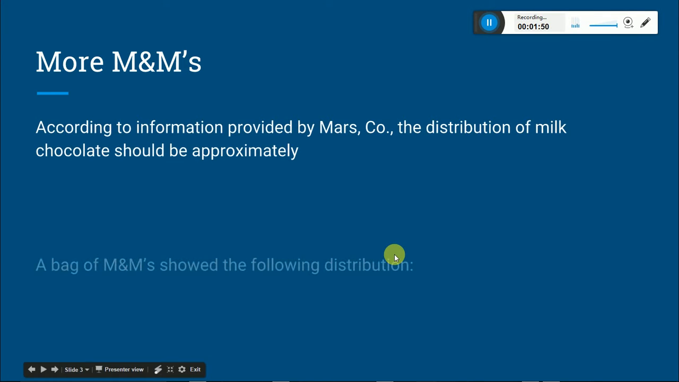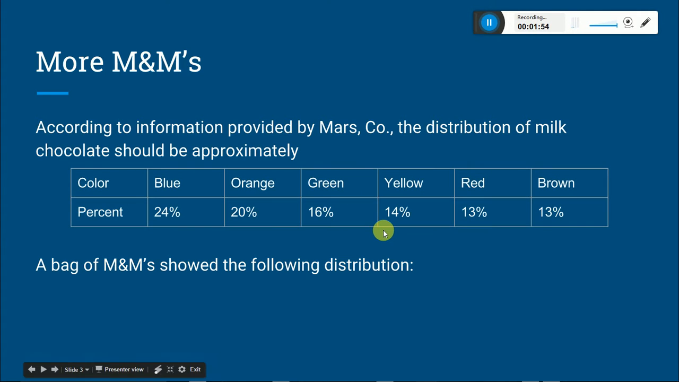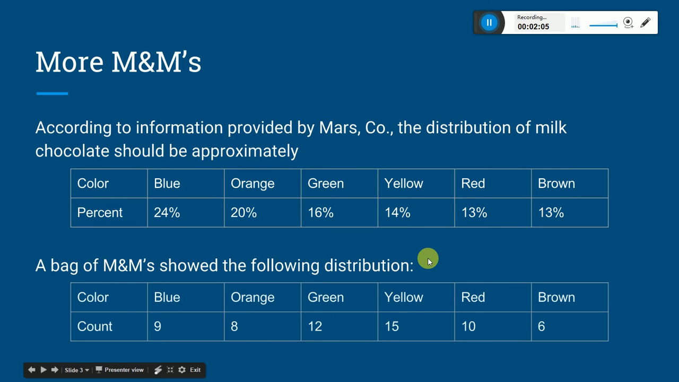All right, so we want to look at this here. According to information provided by Mars, the distribution of plain milk chocolate M&Ms should be approximately blue 24%, orange 20, green 16, yellow 14, red 13, and brown 13. And a bag of M&Ms shows the following distribution as such.